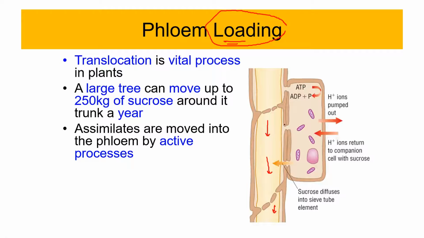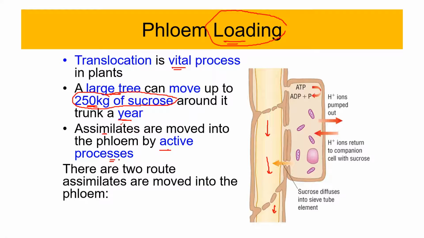So translocation, yes, we know is a vital process. Definitely. Plants, for survival, they need these nutrients, they need the assimilates, organic compounds, they need them, right? So if you talk about a large tree, it can move up to 250 kgs of sucrose around its trunk in a year. So this much sucrose is transported around its trunk in a year, in a large tree we are talking about, right? So assimilates are moved into the phloem by active processes, right? So energy is required for that.